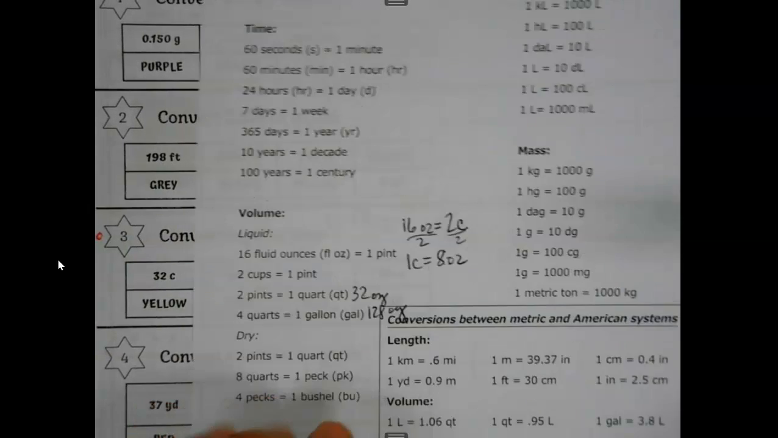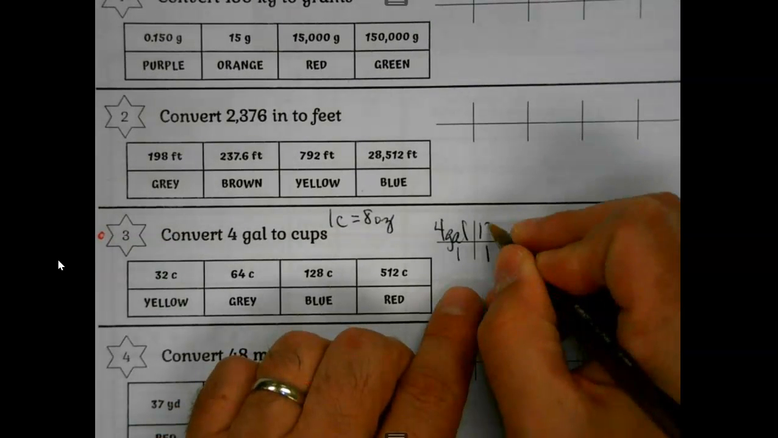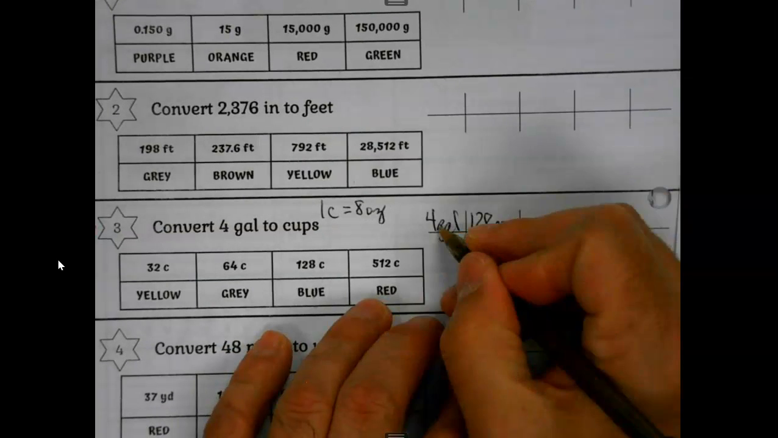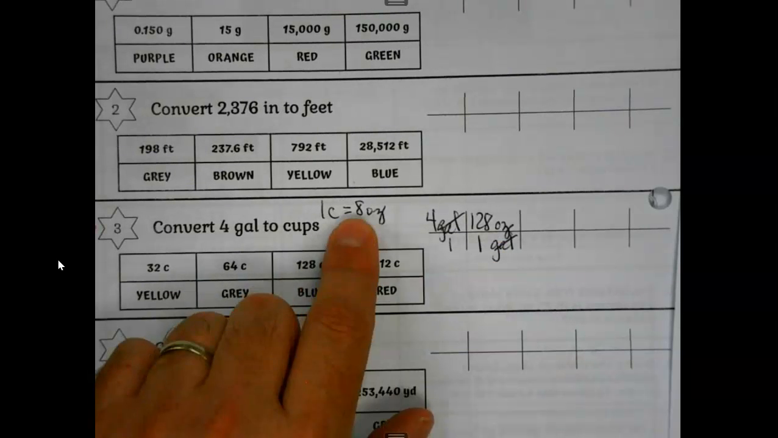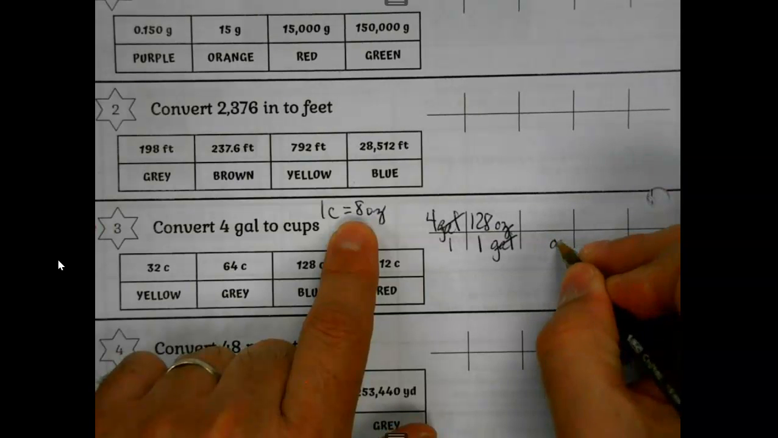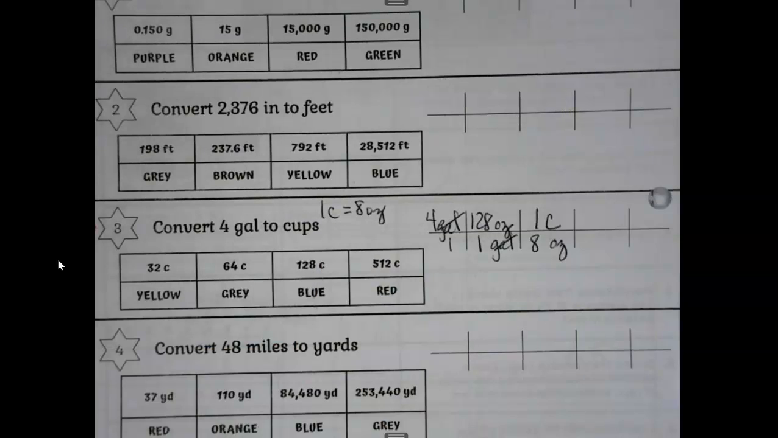So let's see here. A gallon is 128 ounces. So the gallons are gone, okay. But now we want to turn ounces into cups. Well, thankfully we have that right here. So ounces to cups.